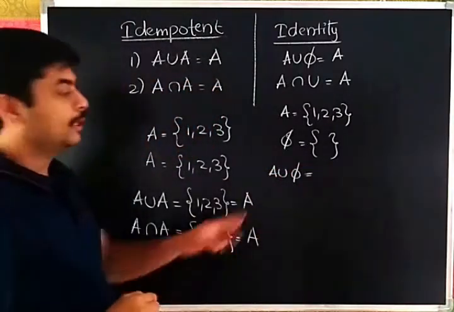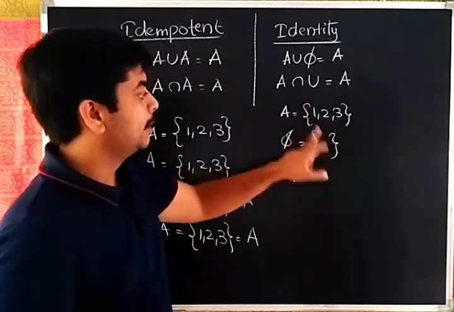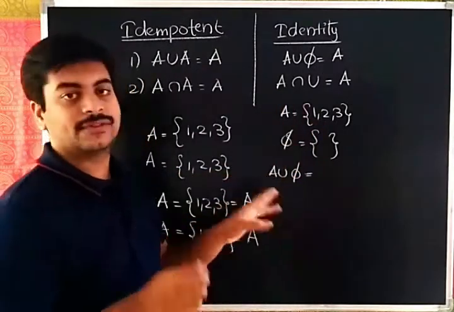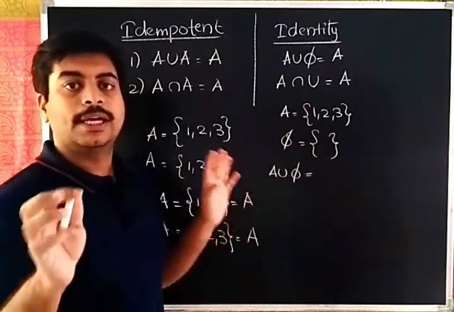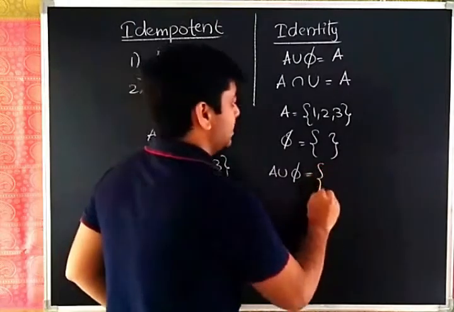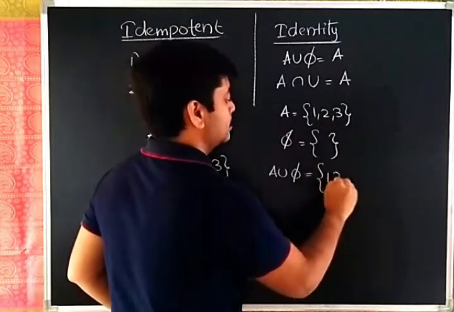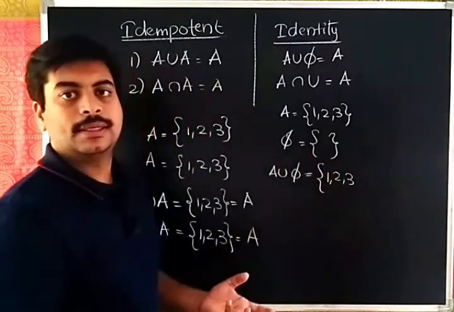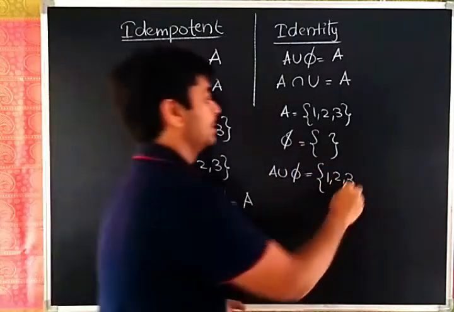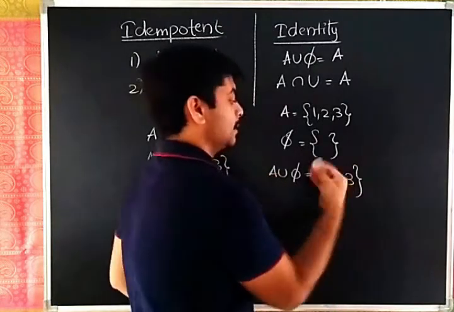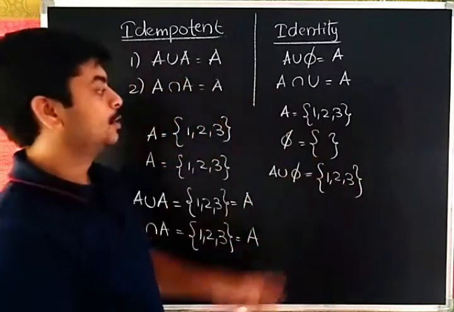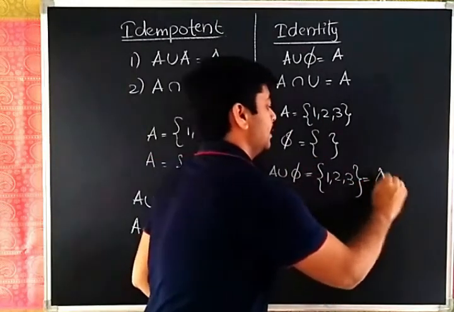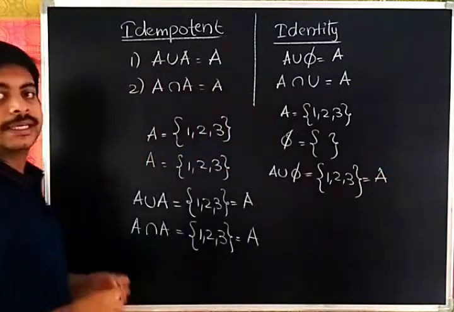So A union phi. Union means all the elements that are present in A as well as phi. You need to write all. So you will write 1, 2, 3, and the elements in phi. What are the elements in phi? No elements. It is an empty set. So this same set we are getting. So it is simply A union phi is equal to A.